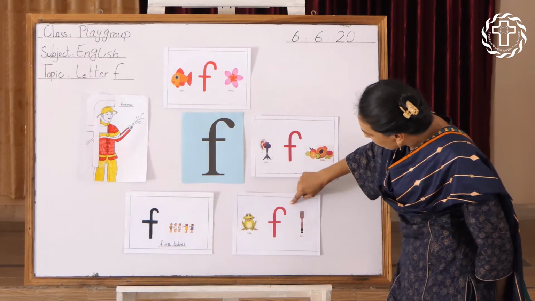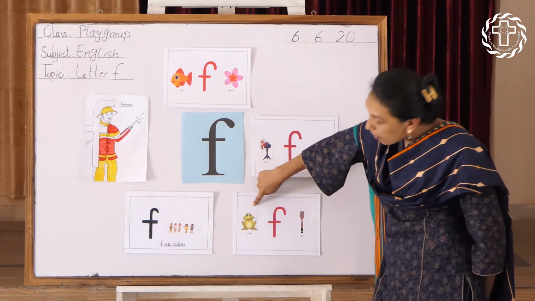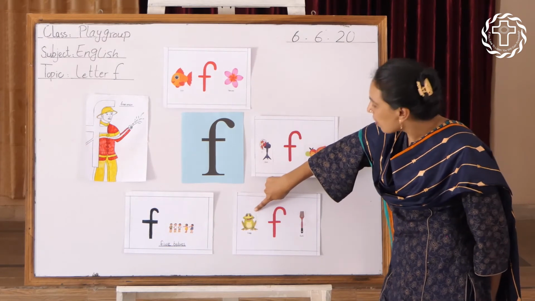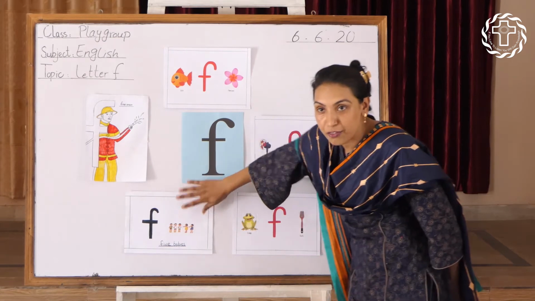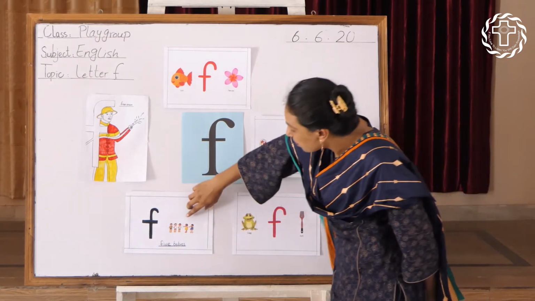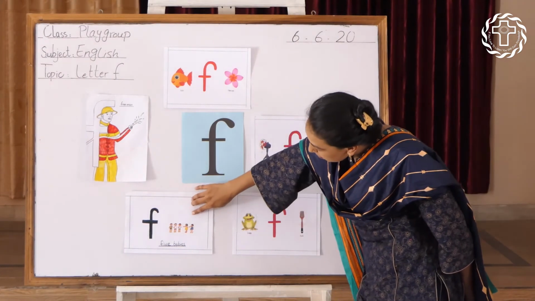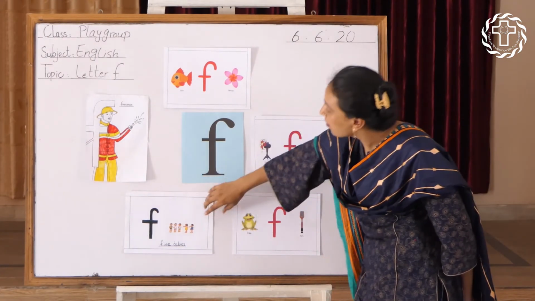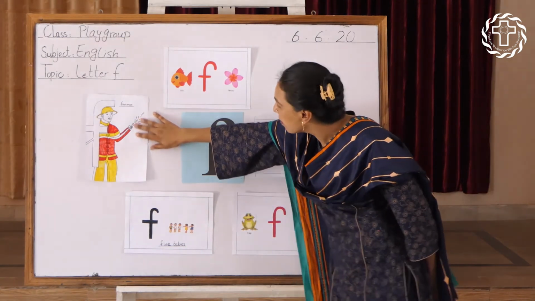F is for fork, for fork. F is for frog, for frog. F is for five. There are five babies and we learned the poem five little babies. F is for five, for five. F is for fireman, for fireman.